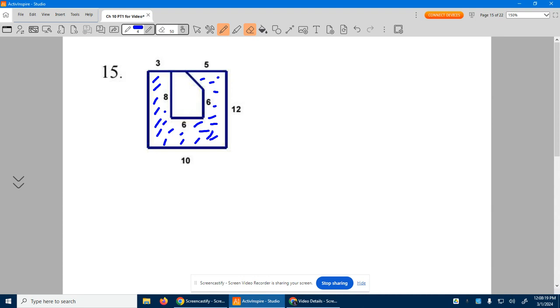Number 15, want to find the area of the shaded region here. So we're going to find the area of the whole big thing and then subtract the part we don't want, this little bit right in here that you and I don't want. We don't want that part. So what's the area of the whole thing?